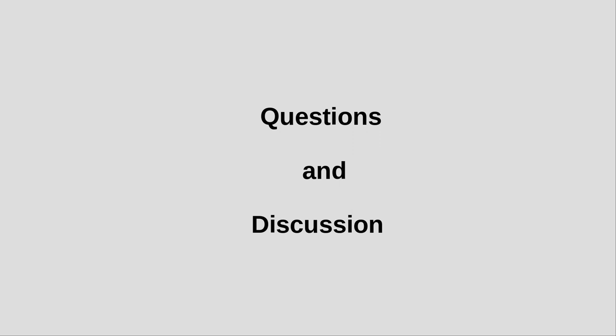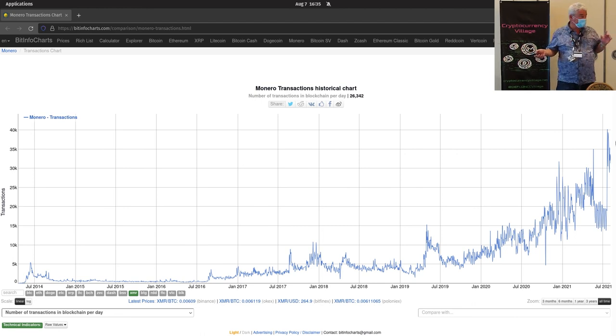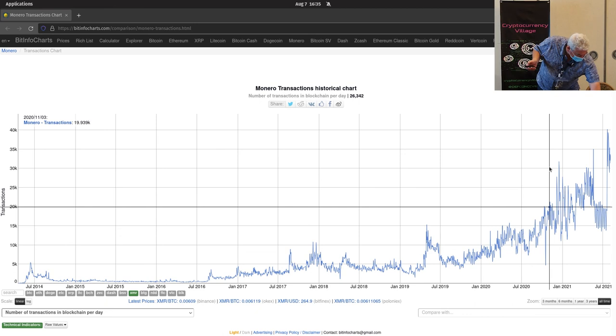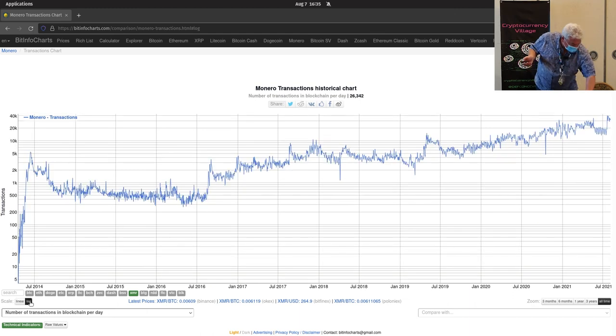Okay, I'm going to show a few things then. This is historical Monero transactions per day. The site is bit infrastructure. It's a great site if you want to look at block coins and look at their history. In fact, the way to do this fairly easily is to take a look at the log. Now, this is Monero. Let me give you another. I'm going to add Dogecoin on this graph. I'm going to show you something really interesting.